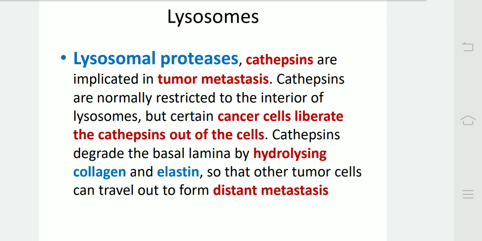Lysosomal proteases, that is cathepsins, are implicated in tumor metastasis. Cathepsins are usually restricted to the interior of lysosomes, but certain cancer cells liberate the cathepsins outside the cell. Then the cathepsins degrade the basal lamina by hydrolyzing collagen and elastin, so that the other tumor cells can travel out to form distant metastasis.